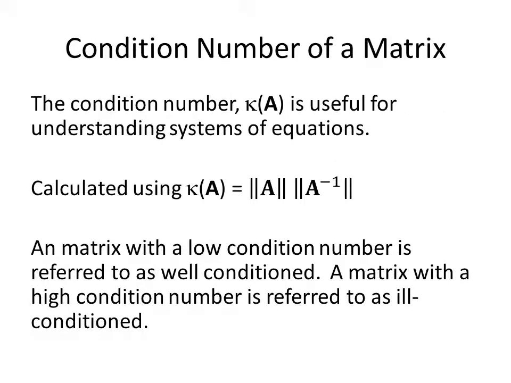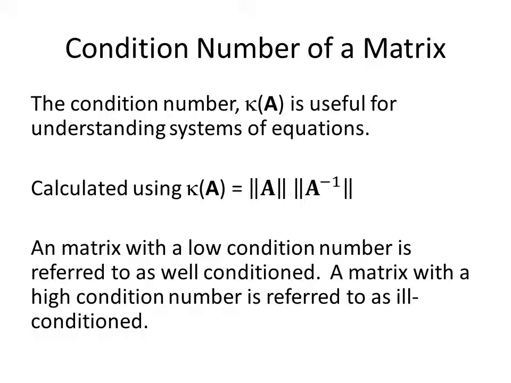Lastly, we want to look at the condition number of a matrix, which is described using kappa of A. So that's the symbol that we'll use. You find this by taking the matrix norm of A and multiplying that by the matrix norm of the inverse of A. You multiply those two together and you get the condition number.